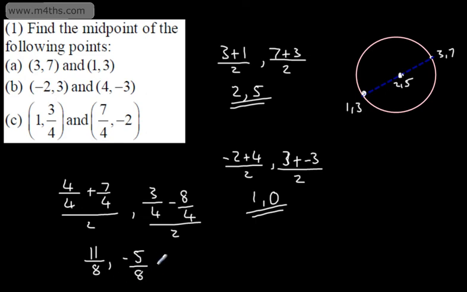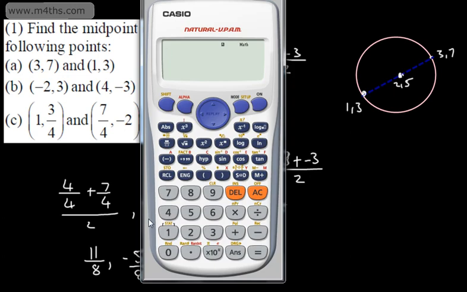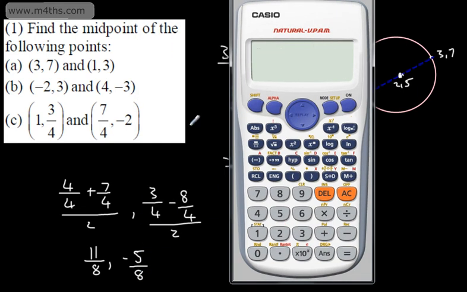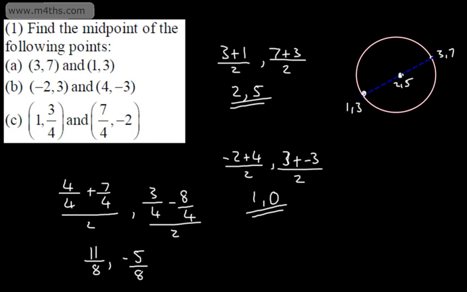If you're unsure, you can simply put them through a calculator. So if you wanted, you could write in here 1 plus 7 over 4, and then divide this now by 2, and that will give you the answer. And you could do exactly the same with the other one. You could put 3/4 or 0.75 minus 2, and then simply divide this by 2, and that would give -5/8. So if you're unsure, simply use a calculator.